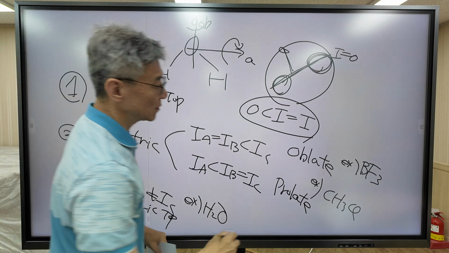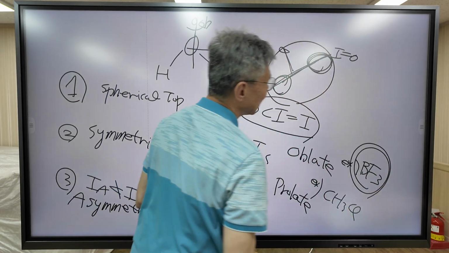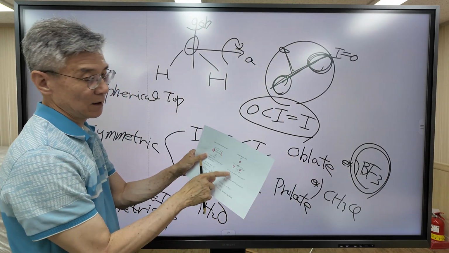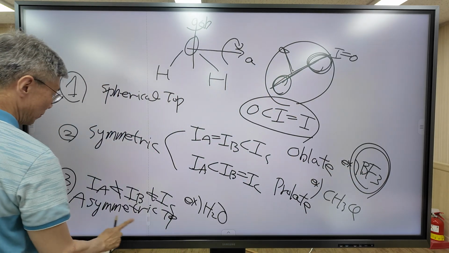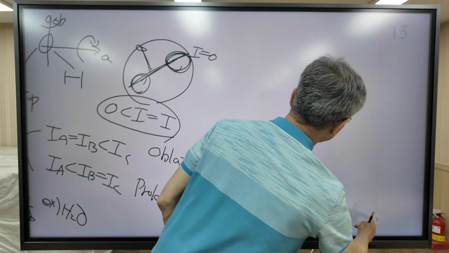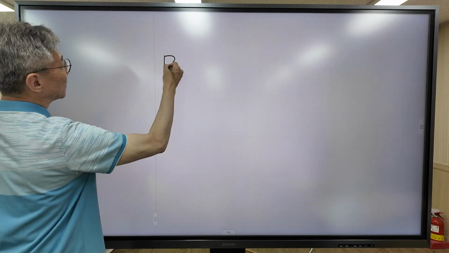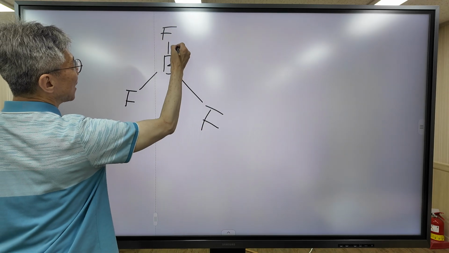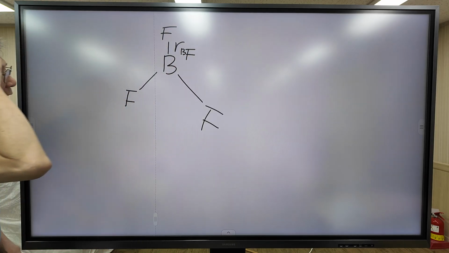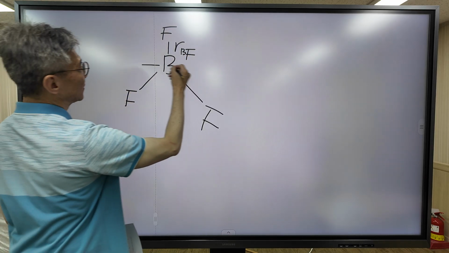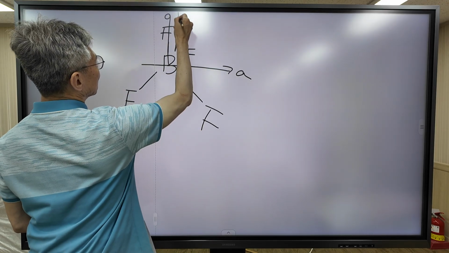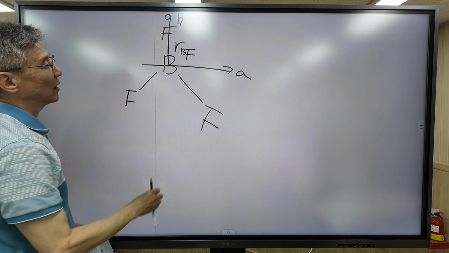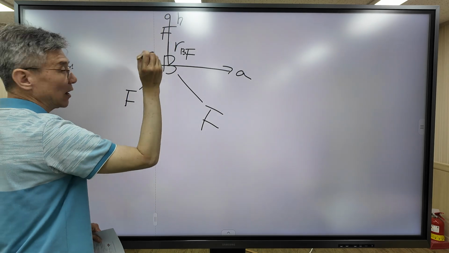Now I'm gonna take a specific example of BF3. I'm gonna show why BF3 is oblate. It is in the handout. BF3 looks like this. The bond distance is RBF. Now I'm going to define the axes. This is the A axis. This is the B axis. The C axis is perpendicular to the plane. So I'm going to calculate the moments of inertia IA, IB, and IC.